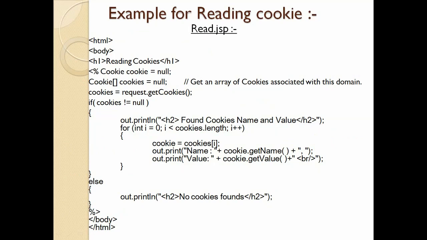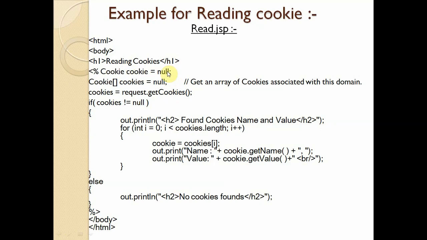reading cookies, it may be more than one cookie, so in that case we need an array of cookies. That's why we have written here Cookie with square brackets, an array of Cookie, whose object is cookies, and this is a single variable, not an array, Cookie and its object cookie.